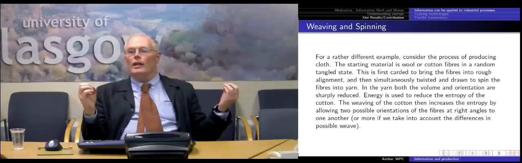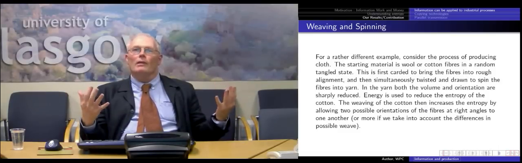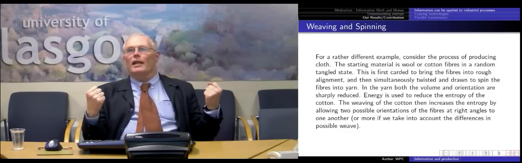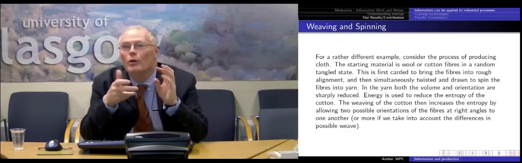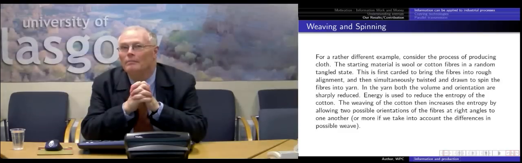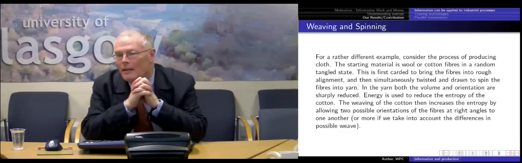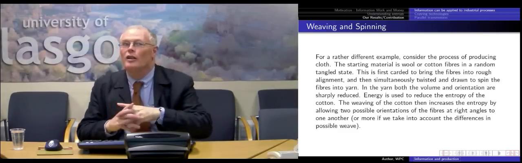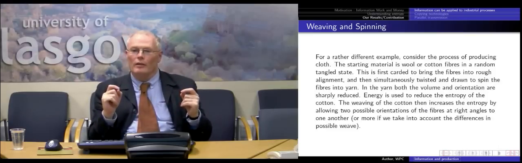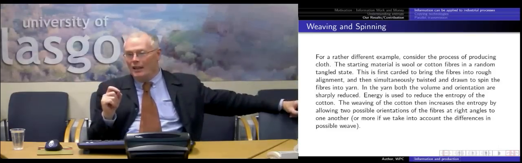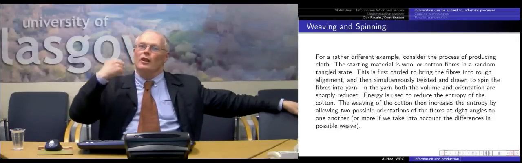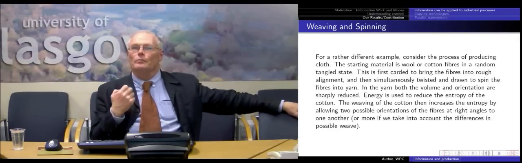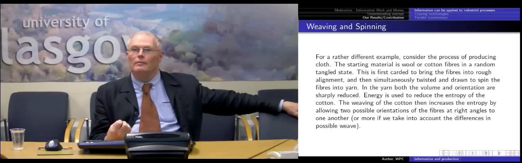The first thing you do in a textile production process is to card the fibers to bring them into rough alignment. You then twist them and spin them into yarn. In the yarn, both the volume and orientation are sharply reduced. So you've used energy of the steam engines that drove the spinning machines to reduce the entropy of the cotton.